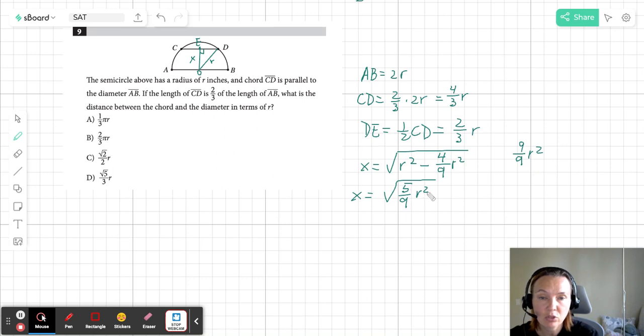When we calculate the square root, we just calculate the square root of each of the terms independently. Square root of r squared, that's the absolute value of r, but the radius is positive, so we have just r. We have the square root of 5, and then the square root of 9, that is going to be 3. Let's compare with the possible answers. The answer is D.